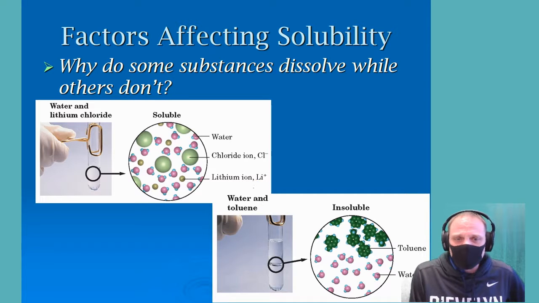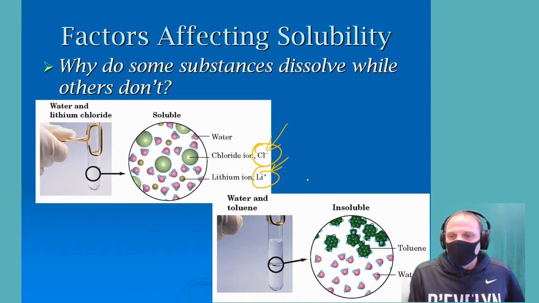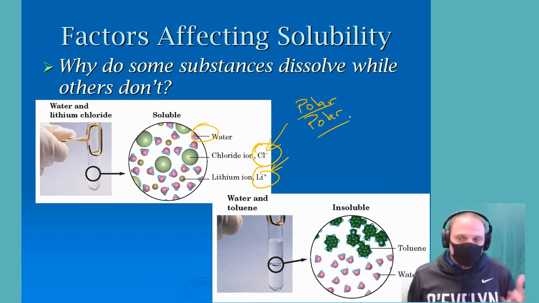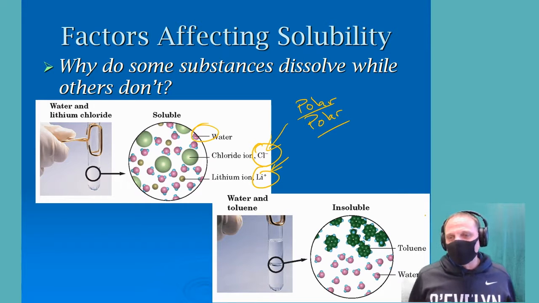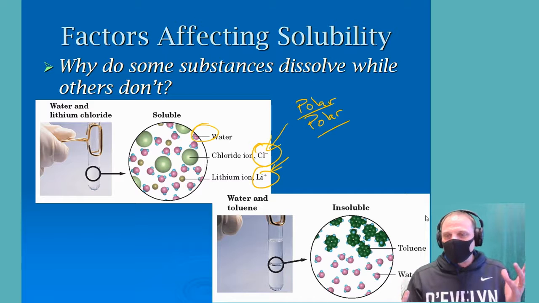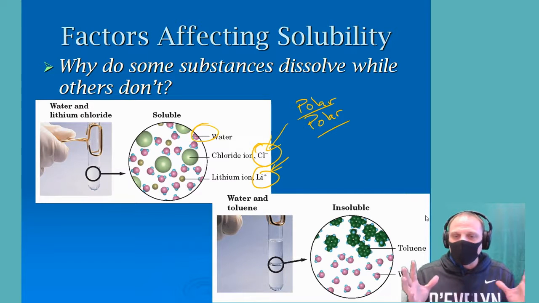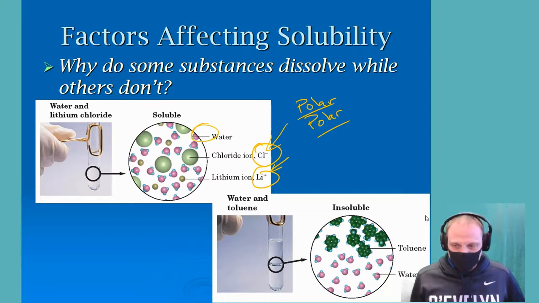So here we have lithium chloride and water. Well, in lithium chloride, you have these ions, right? So there's a positive charged ion and there's a negative charged ion there, right? So you've got ions. And remember, ions are polar. And water is polar. And polar substances like to be with polar substances. They're attracted to each other. It's like two magnets, right? The positive and negative charges are like the north and south poles. They're attracted to each other. And so they're going to surround each other. And so polar substances are going to dissolve in polar substances.